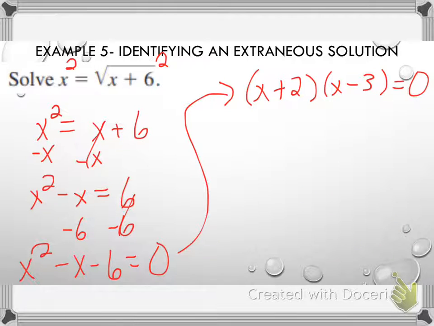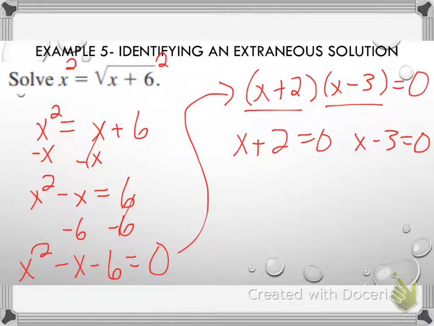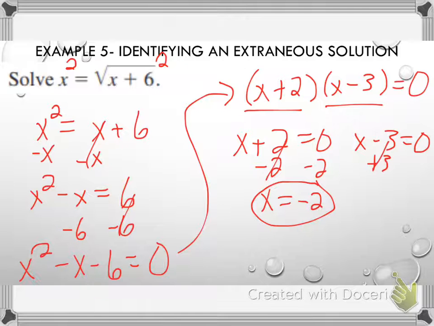What do I do after I factor? Use my zero product property. Set each factor equal to 0. And now what do I do? Subtract 2 from both sides. I get x equals negative 2. Add 3 to both sides. We get x equals 3. Questions on that? So I'm saying negative 2 and 3 are possible solutions of my equation. Where do I go after I get my solutions?